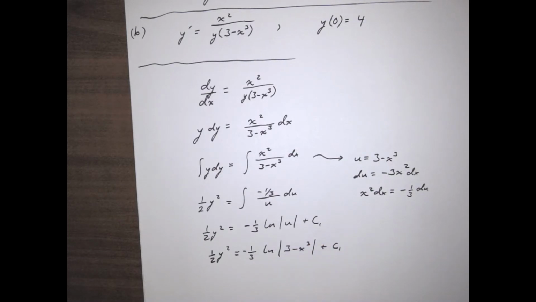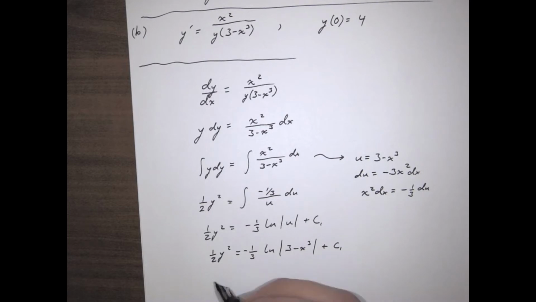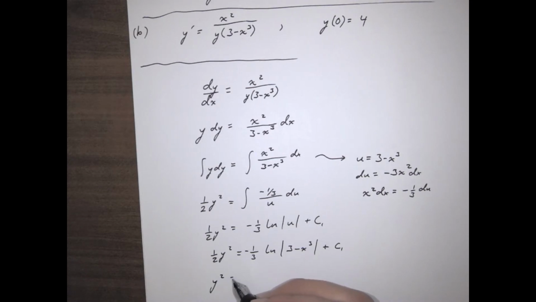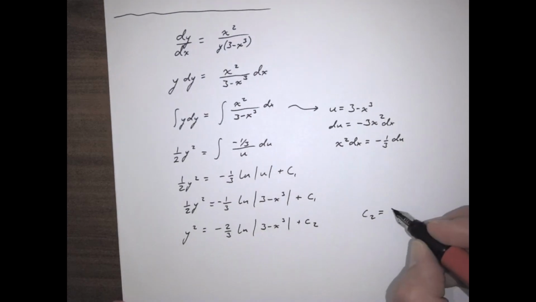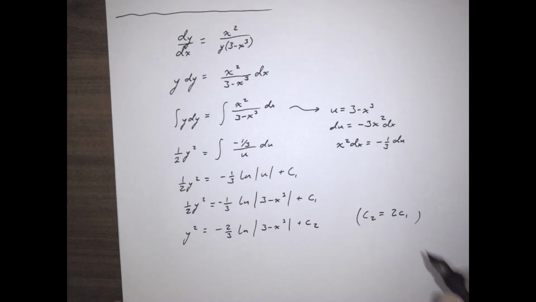All right. And now, if I want to solve this for y, I'll have to multiply both sides by 2 and take a square root. So what's that going to give us? That's going to be y squared is equal to negative 2 thirds the natural log of 3 minus x to the third, plus c2. If you must cover your bases, c2 is equal to 2 times c1. People wouldn't usually be so fastidious about this, but if you wish to be, it is available for you here.